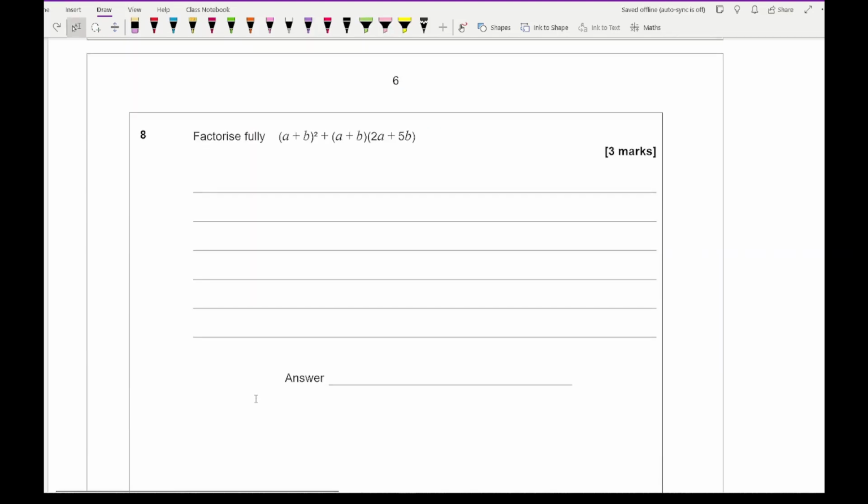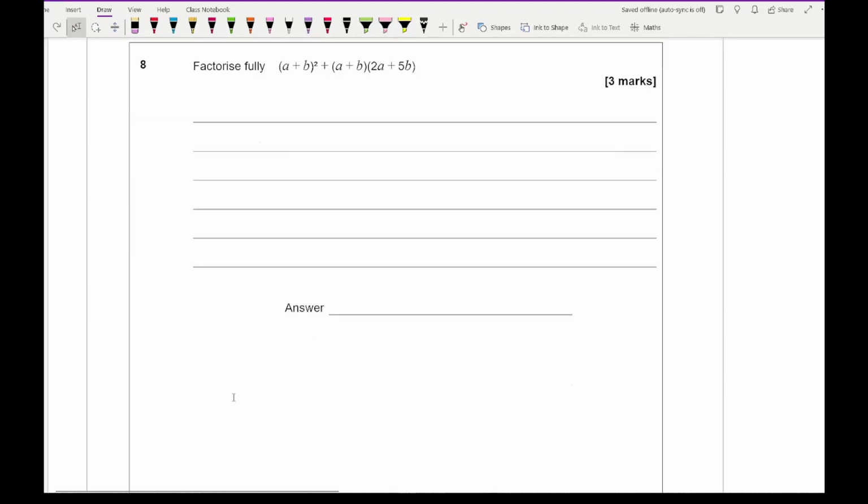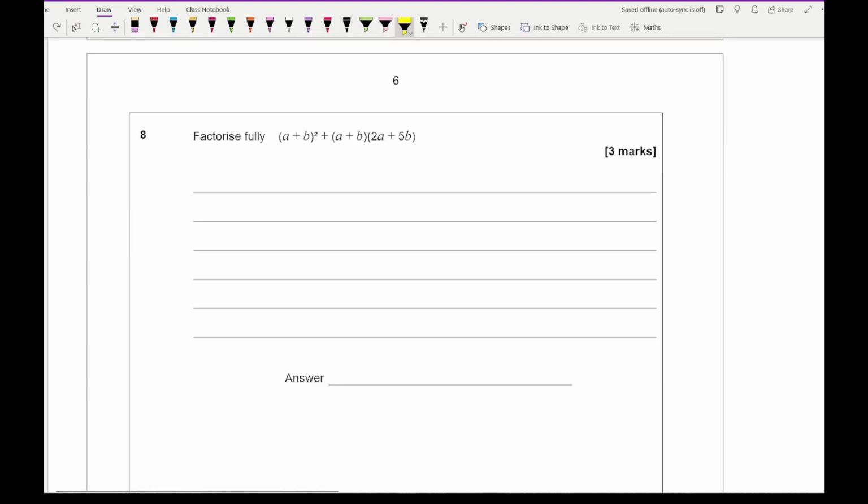Then moving on to question 8, it says to factorise fully, and then we've got our expression here. Now this is quite complicated in terms of what it is. Now for this, what we've got is a common bracket of what the two terms have got. So here I've got two terms. Now what have these two terms got in common? Well, they've both got an a plus b.